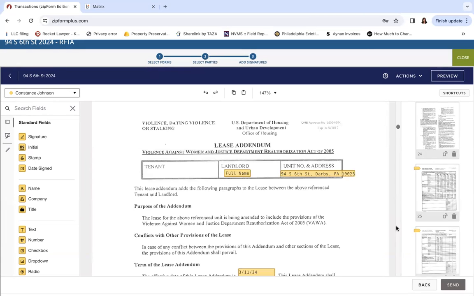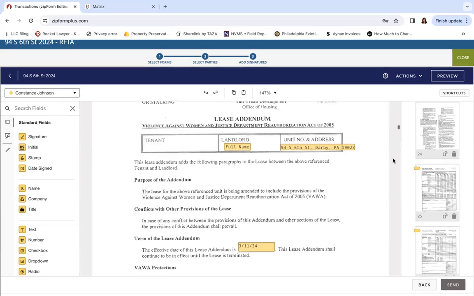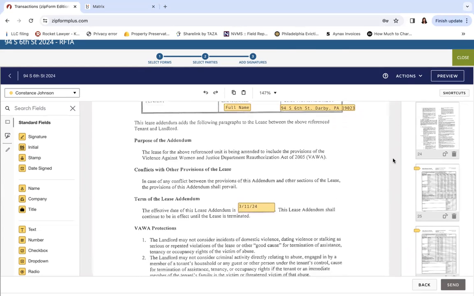Now we're going to come down to the lease addendum. It asks for the tenant's name here, the landlord's name here, and then you're going to put the property address here. This lease addendum is for the Violence Against Women and Justice Department Reauthorization Act of 2005. I do recommend that you take the time to read this over, along with all of the addendums attached to this, because these addendums do supersede the lease agreement that you will have signed with your tenant.